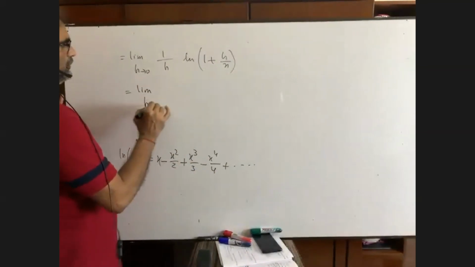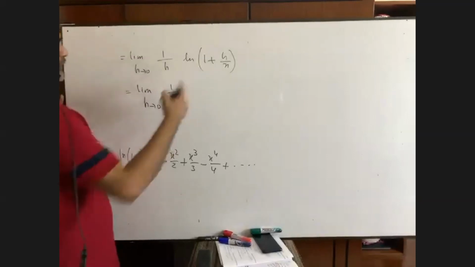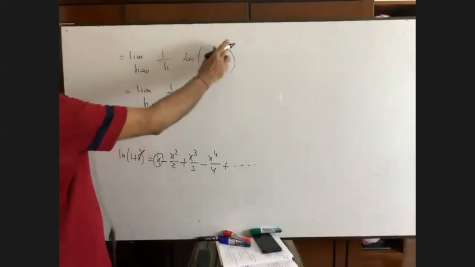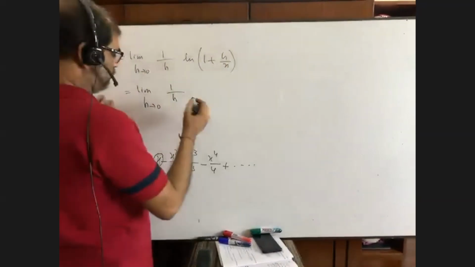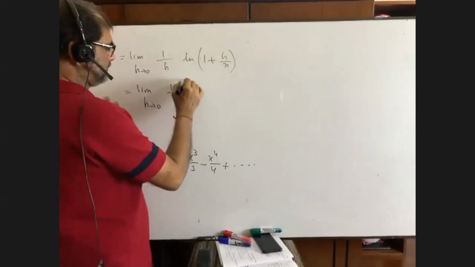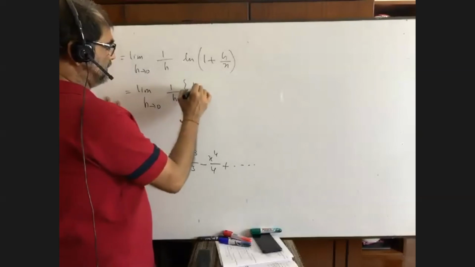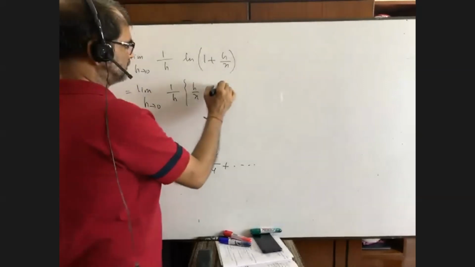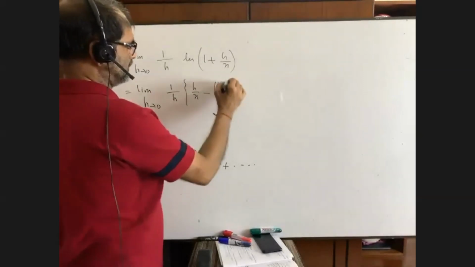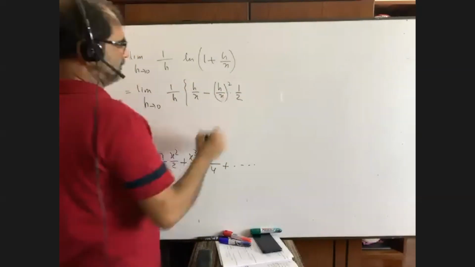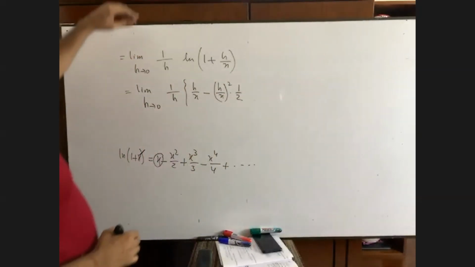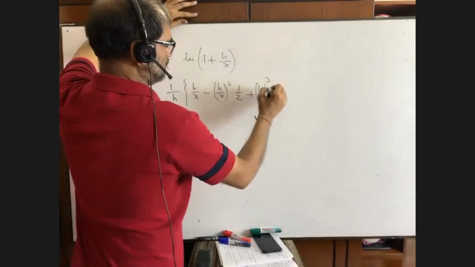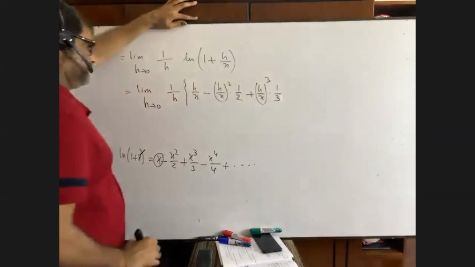Limit h tends to 0, it is 1 by x. Now put it into the formula. What will be? Here for x, we have h by x. So it is to be written 1 by h, second bracket, h by x minus h by x whole square into 1 by 2 plus h by x whole cube into 1 by 3. Are you getting me?